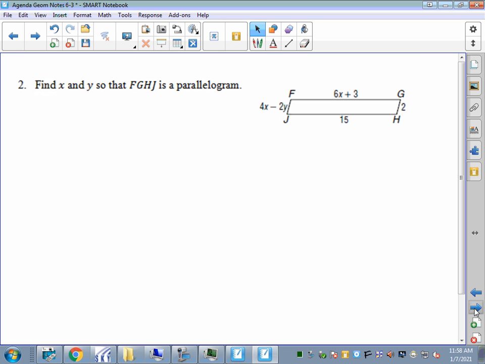So if this is a parallelogram, all of my x and y information, here I've got an x information with a 6x plus 3. Here I've got a mixed and matched 4x minus 2y, but it's all on the side. So I'm going to use the side information in a parallelogram. If this is going to be one, the opposite sides, both pairs have to be congruent. We've got ourselves a setup.